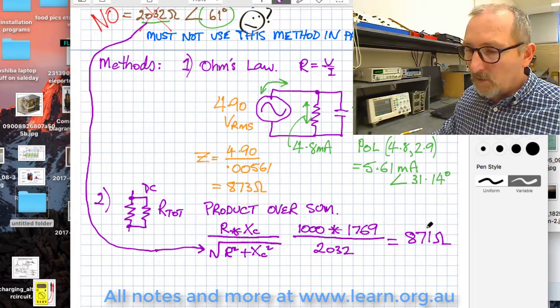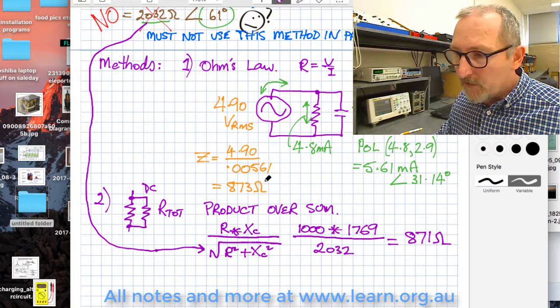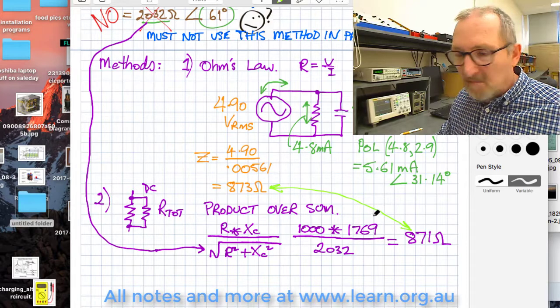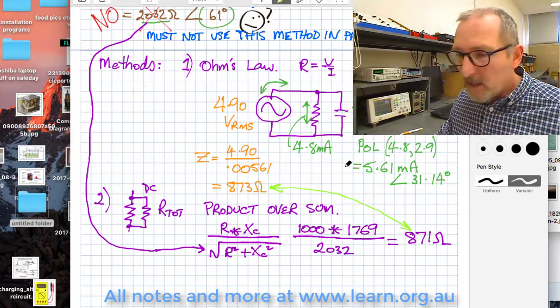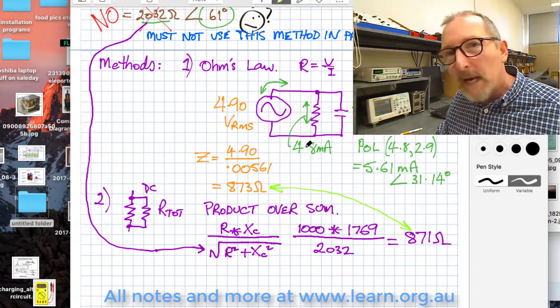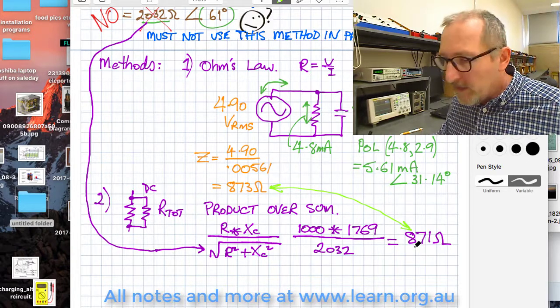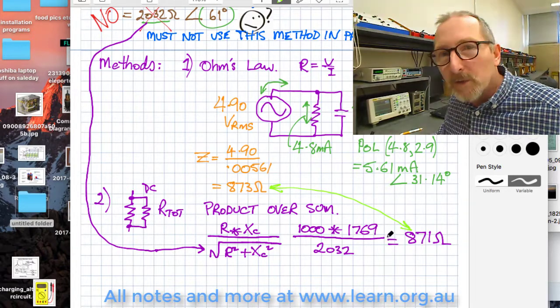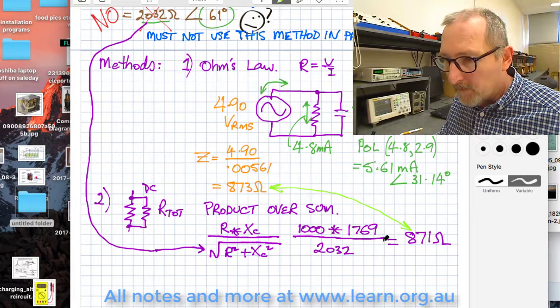Not bad. We had 873, now we've got 871. We're well and truly within the bounds of a small error there, error in the practical perhaps, compared to the theory. Alright, that's method number 2, product over sum.